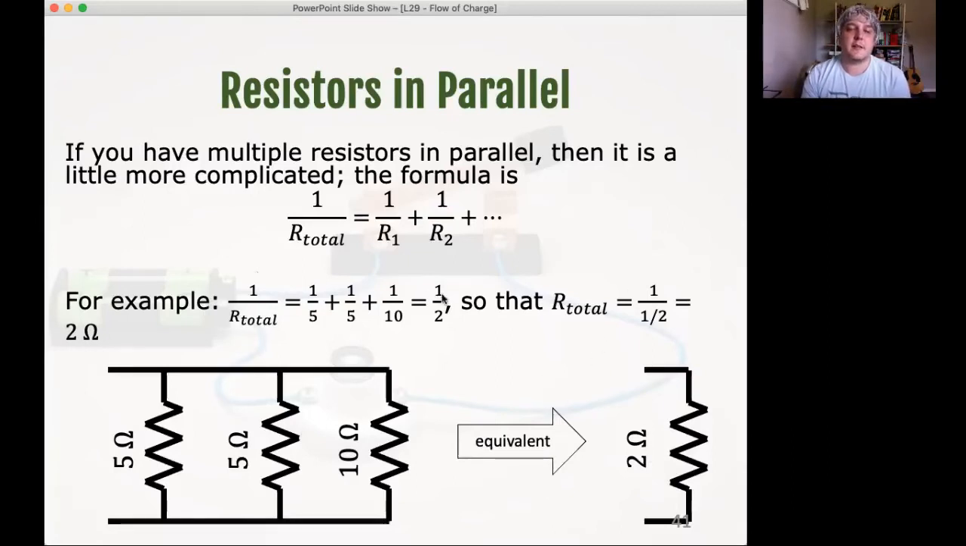So that last step is to take the inverse, the reciprocal of that result. 1 over R total is equal to a half, so R total is equal to 1 over a half. So do remember that final step, please. It's a very easy mistake to make.